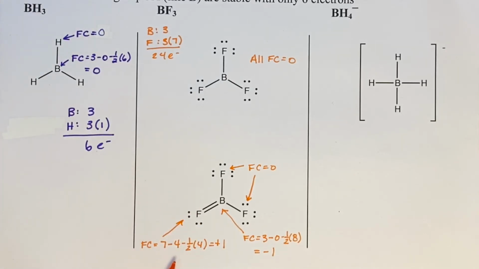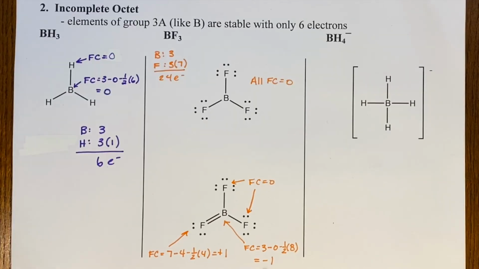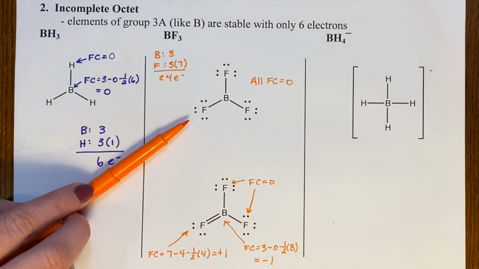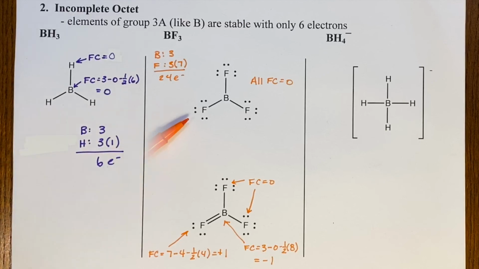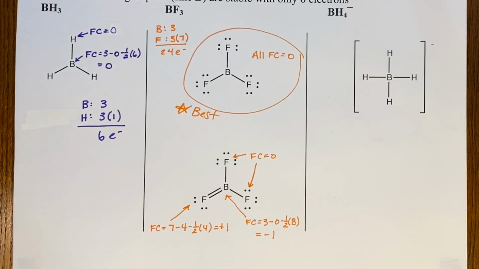When we calculate the formal charge on the fluorine that has shared the additional electrons with the boron, we get 7 minus 4 minus half of 4, which gives me a formal charge of plus 1. When we calculate the formal charge on the boron that now has a complete octet, we find that its formal charge is minus 1. So one of the tools that we had to help us identify a best resonance structure is understanding that formal charges of 0 are a very good thing for our molecule. So this structure here, where all of our formal charges are 0, is going to be the best Lewis structure for our molecule.